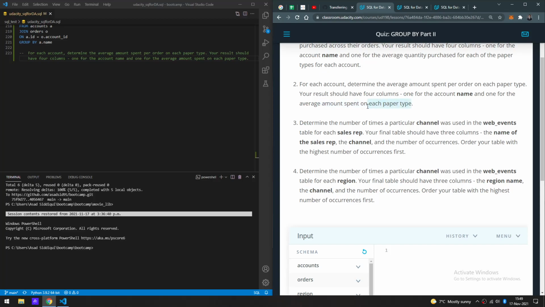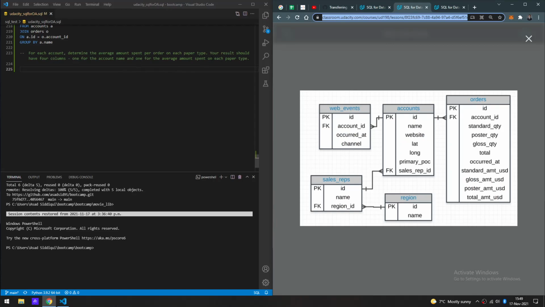Just be careful, that's where the four is coming from, because there are three paper types, so there's going to be 3 plus 1. So I'm assuming this is going to be a multiple group by. The reason I assume that is because looking at our ERD, our data set's going to be limited to just the accounts and orders table, which is fine.